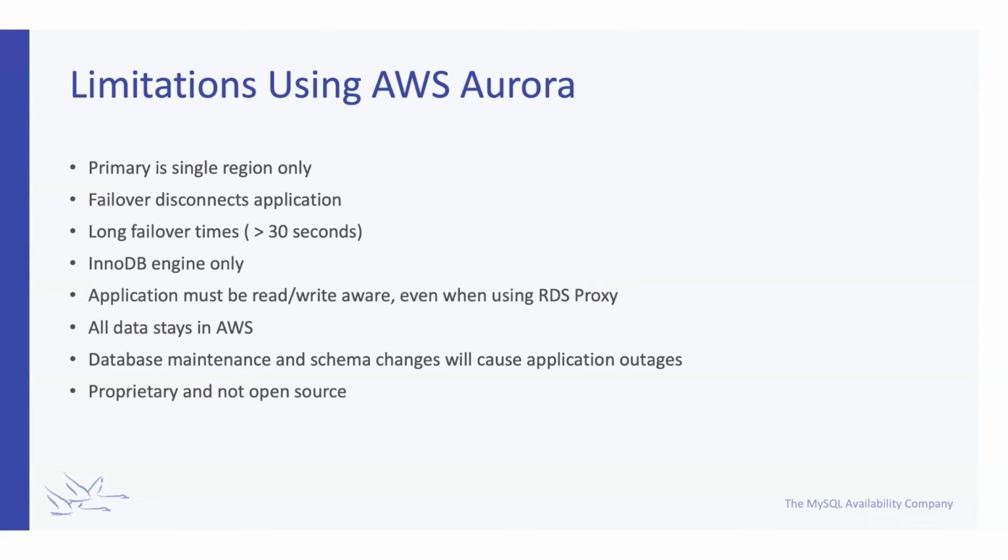It only supports InnoDB, although that is really the most popular database engine for MySQL. Applications need to be read-write aware. And it doesn't matter if you use RDS proxy or not. If you want to take advantage of the read replicas and the zero latency that they provide, you have to somehow direct your applications, direct the reads to those read replicas. You're not going to be able to do that out of the box by using Aurora, even with RDS proxy.